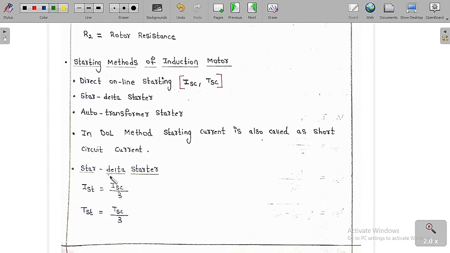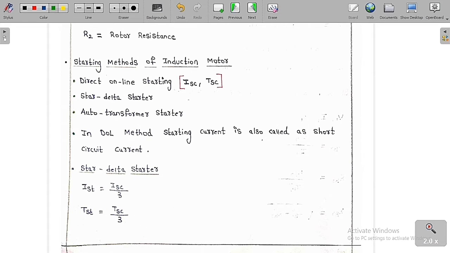Now you will see the different formulas. In direct online starting, the starting current is also called the short circuit current. Now in the star delta starter, as I have already told you, the starting current is equal to 1 by 3 times the short circuit current. The starting current in the star delta is equal to 1 by 3 times the starting current of DOL. Similarly, the starting torque of the star delta starter is equal to 1 by 3 times the starting torque of the DOL.